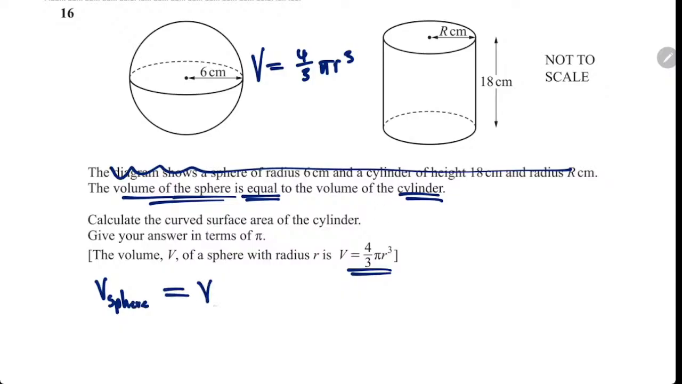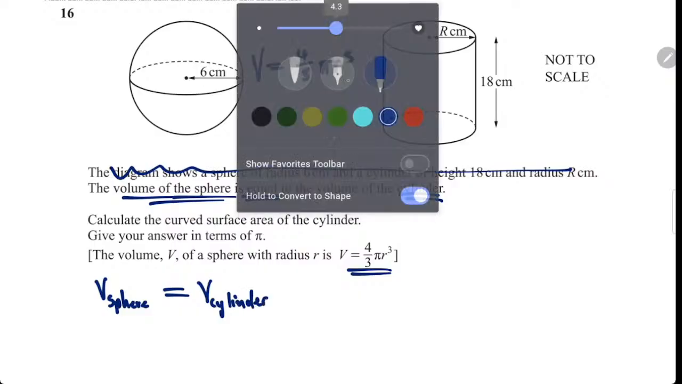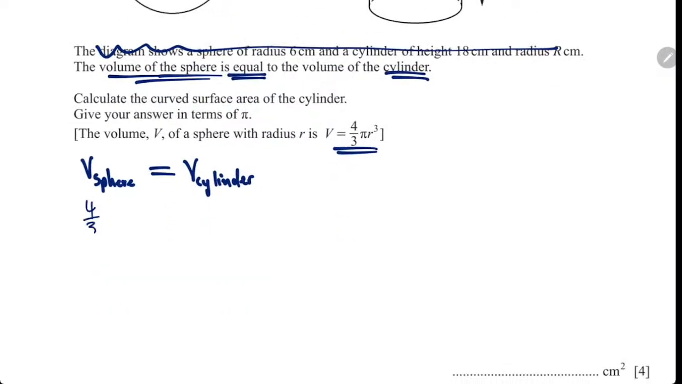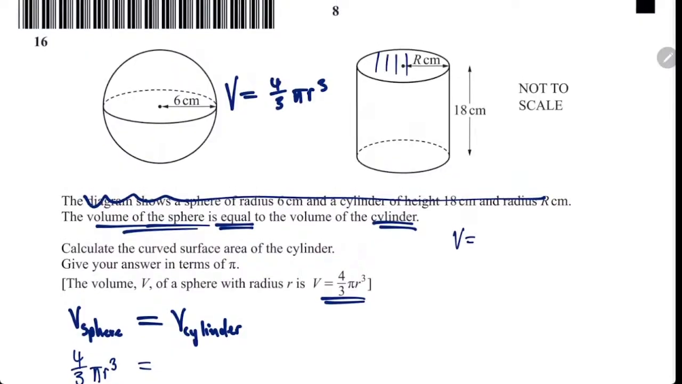So volume of cylinder. And these things have formulas, so now we should put formulas. Volume of sphere 4/3 pi r cubed is equal to volume of a cylinder. We know the volume of a cylinder is the area of the circle multiplied by the height. Area of cross section, which is the circle. Cross section means the simple shape you can see. Then you multiply by the length, which is the height.